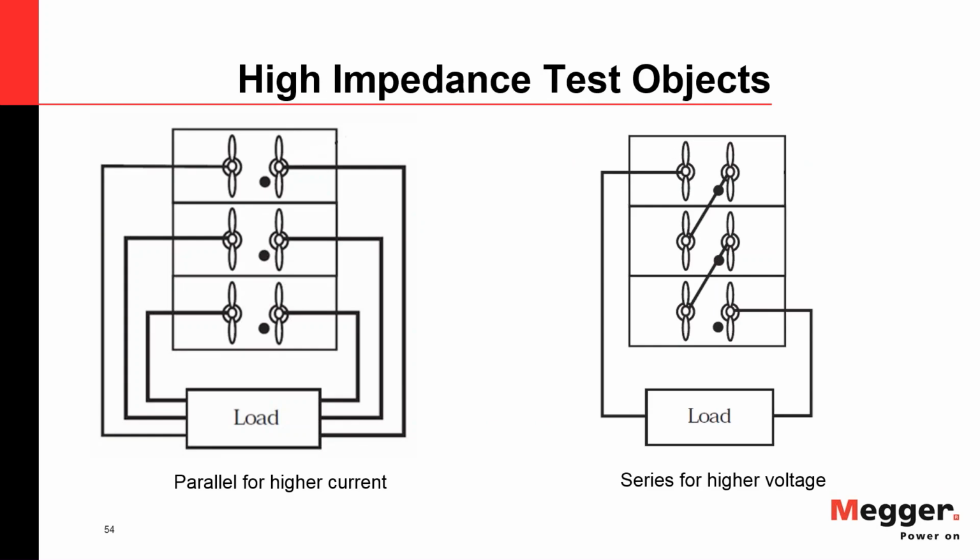High impedance test objects. Typically, the smaller the size of the circuit breaker, the higher the impedance, the more driving voltage you need. Then you need means of seriesing the output of your testers if it has multiple outputs, or if you have multiple testers. But in general, the smaller the circuit breaker is, the higher the voltage that you need to drive the current.